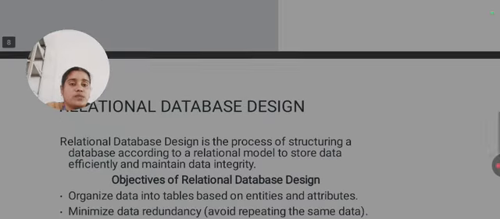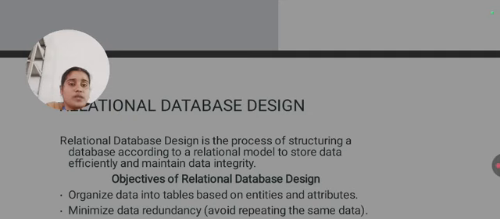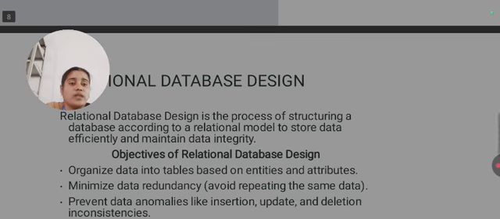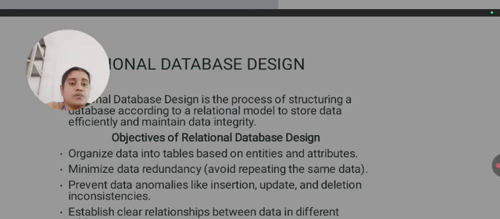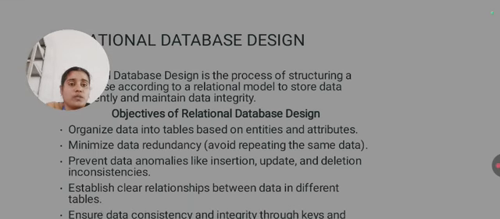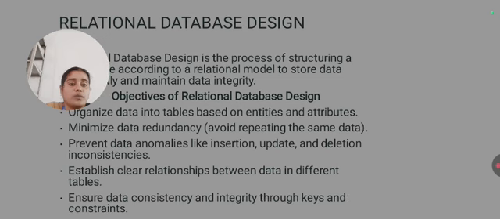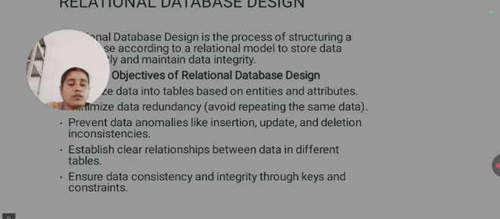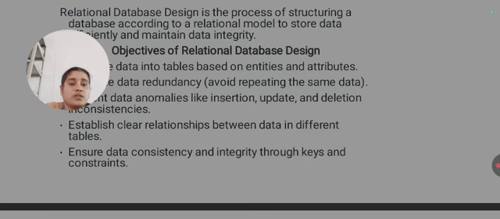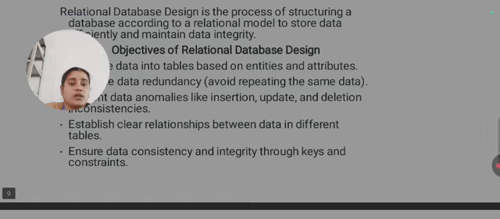Next one is relational database design. Relational database design is a process of structuring a database according to a relational model to store data efficiently and maintain data integrity. Relational database objectives are organize data into tables based on entity and attributes, minimize data redundancy, which means avoid repeating the same data. Next one is prevent data anomalies like insertion, update and deletion inconsistencies. Next one is establish clear relationships between data in different tables. Last one is ensure data consistency and integrity through keys and constraints.